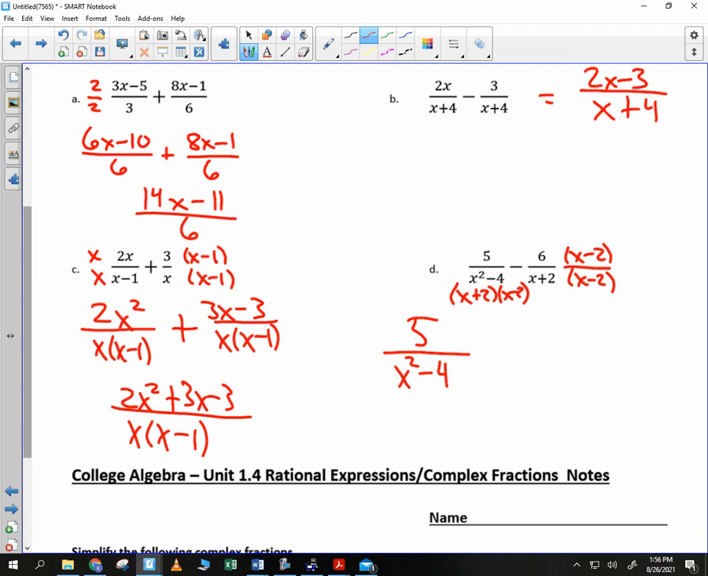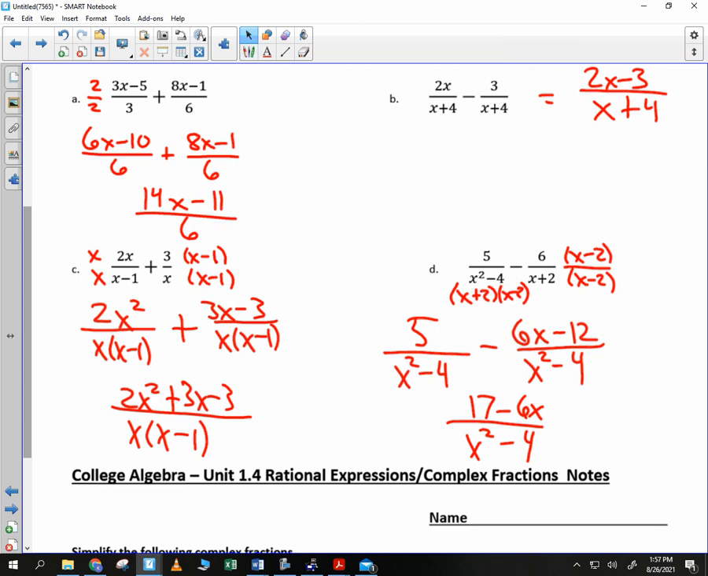And then it's minus 6x minus 12 all over x squared minus 4. So just be careful with your subtraction signs. What are the terms I could combine here? 5 minus negative 12 gives me 17. Positive 6x or negative 6x? Negative 6x over x squared minus 4. And that's your result. You could put negative 6x plus 17.